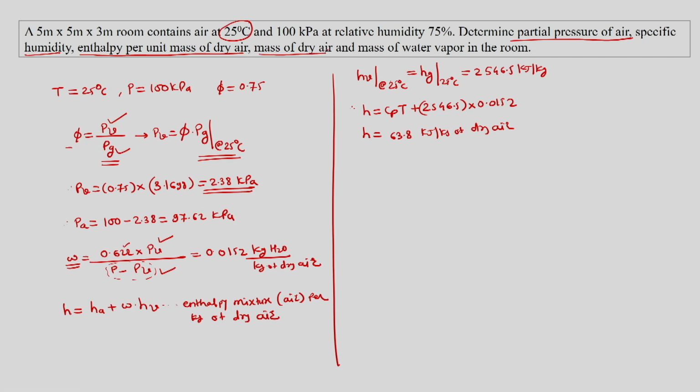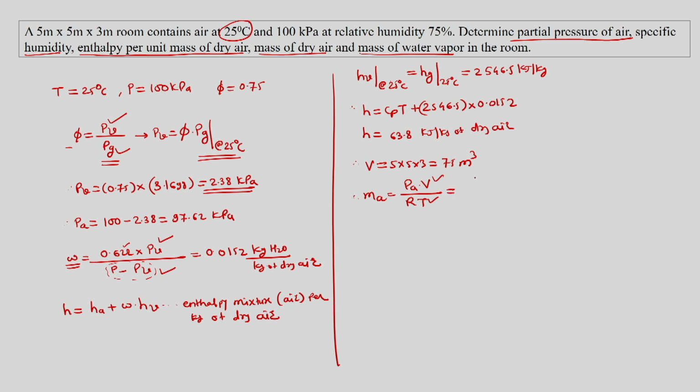Now we have to find out mass of dry air and mass of water vapor. We can find out by using volume. So, volume is 5 into 5 into 3, which is basically 75 meter cube. We know mass of air is equal to partial pressure of air into V divided by R into T. Here volume and temperature are same for the air and water vapor.